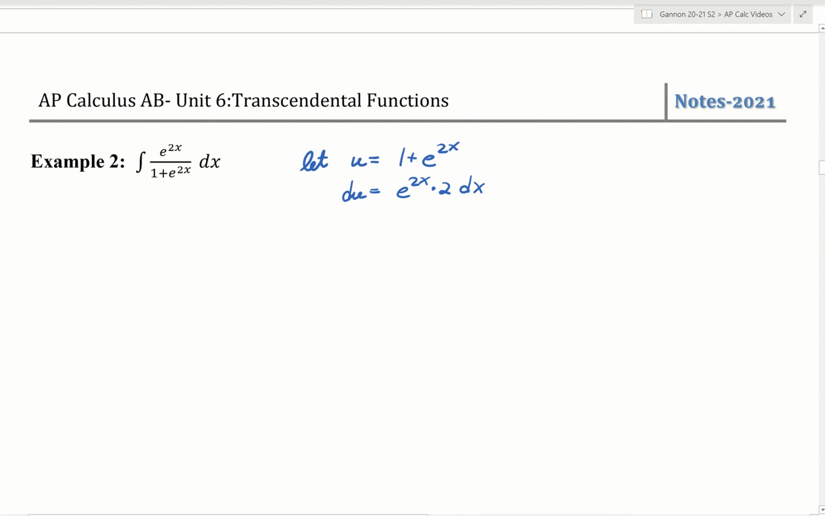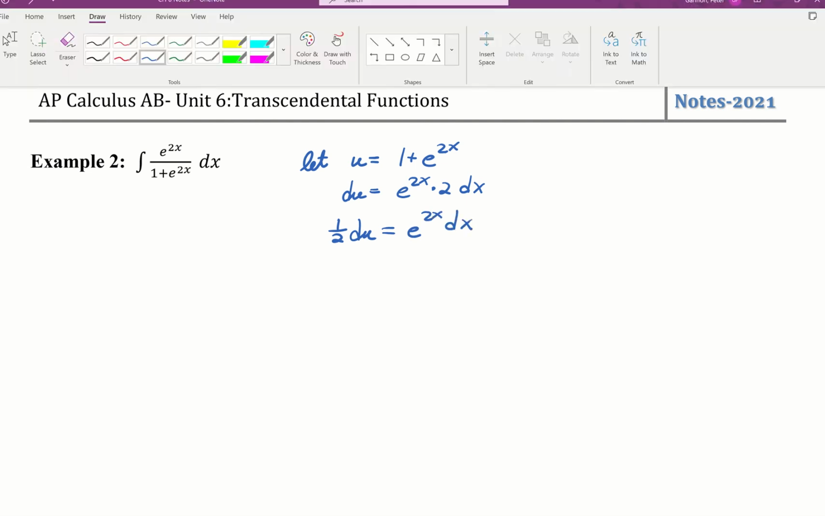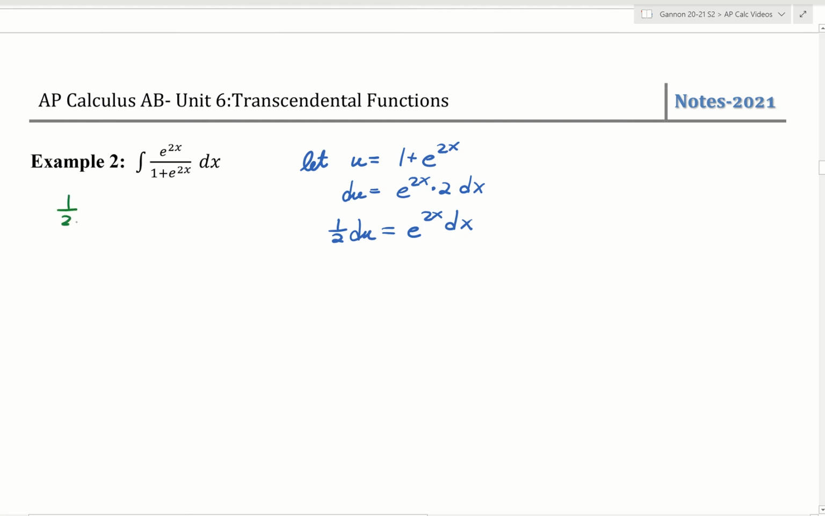So at that point, again, we don't have 2e to the 2x, we just have e to the 2x. So let's get that 2 over. 1/2 du is e to the 2x dx. As we go and start to substitute, we're going to have 1/2 times the integral. All right, e to the 2x is getting replaced with du, so this becomes 1 over, and then du. Well, the 1 plus e to the 2x is u. So now we have 1 over u.